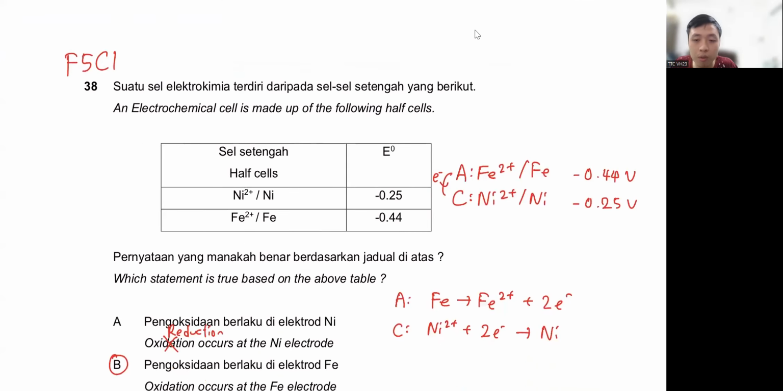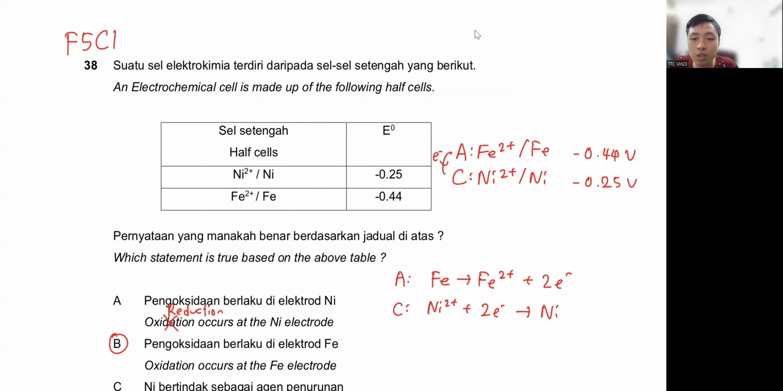Question 38 is from chapter 1. This one is true, based on the table above. So you just have to arrange. Always arrange from the most negative one to the most positive one. I mean it's also negative, but less negative. And the more positive one is always the anode. So the anode to cathode: the anode always donates electrons to the cathode. So what happens? The anode donates electrons, the cathode receives.